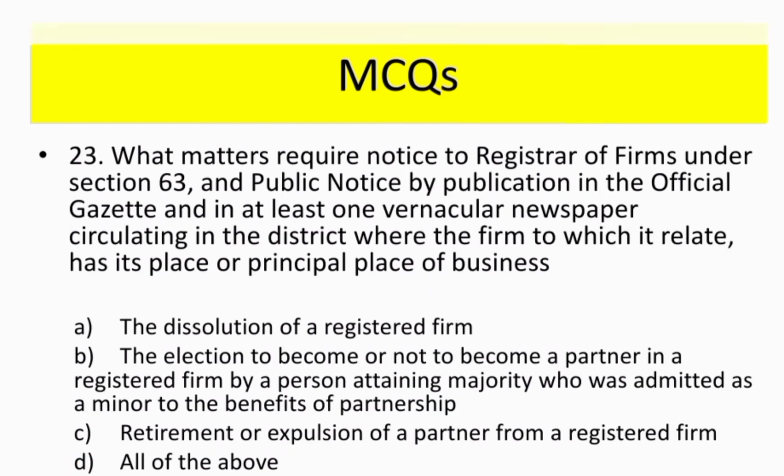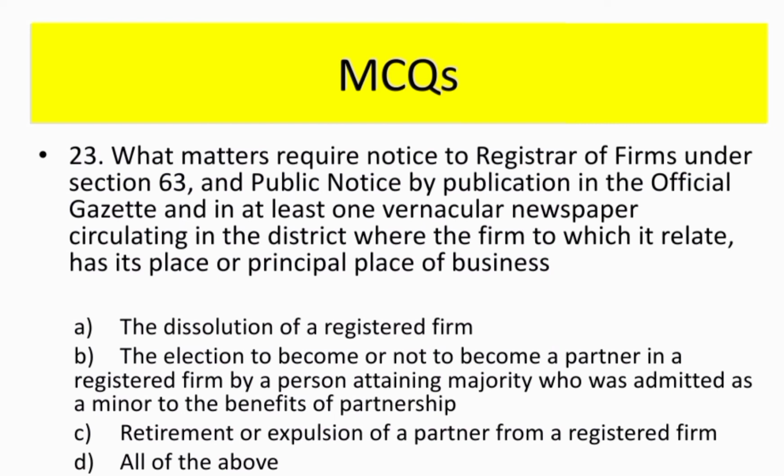Now come to question number 23. What matters require notice to the registrar of firms under section 63 and public notice by publication in the official gazette and in at least one vernacular newspaper circulating in the district where the firm to which it relates has its place or principal place of business. So the options are like this. Option A, the dissolution of a registered firm.